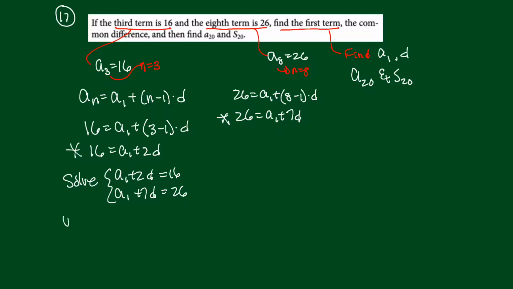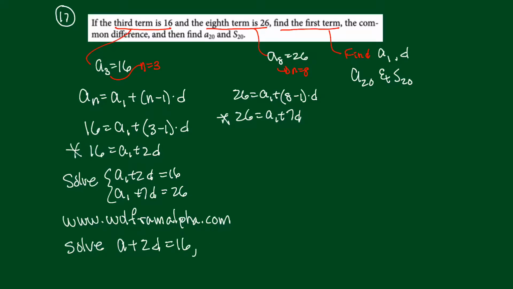I'm going to go to wolframalpha.com. It gives you a blank field, and you just type this in. Just type in solve, then the first equation. Instead of a1 and d, how about this: a plus 2d equals 16, comma, and then a plus 7d equals 26. We don't use subscripts here. Press return, and the answer comes up. I got a is equal to 12, and d is equal to 2.